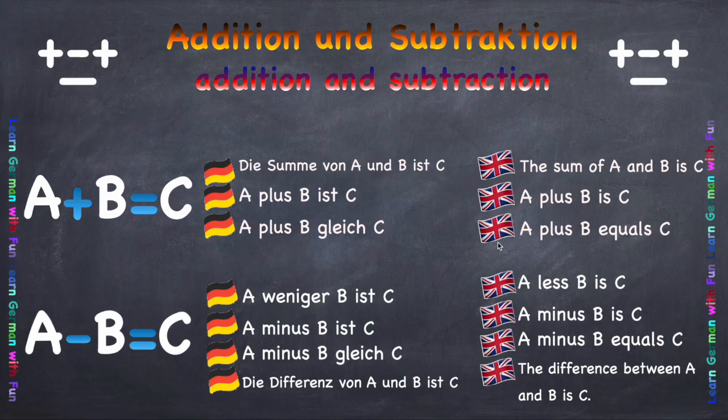Here is a term for subtraction. In German, one says A weniger B ist C. A minus B ist C. A minus B gleich C. Oder die Differenz von A und B ist C. And in English, one says A less B is C. A minus B is C. A minus B equals C. Or the difference between A and B is C.